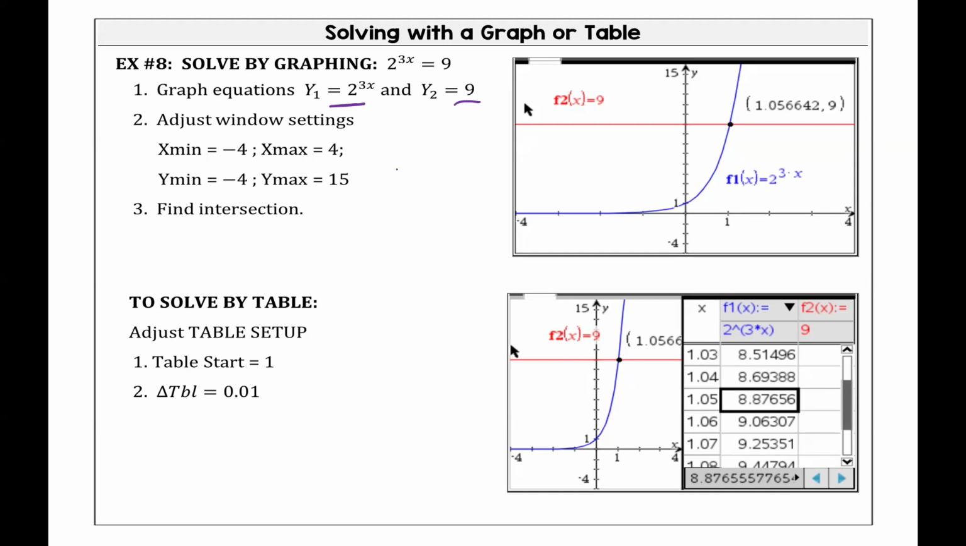You have to be able to see the intersection, okay? So this is key, adjusting your window, because you have to be able to see where they intersect. So after you do that, then you're going to press second.